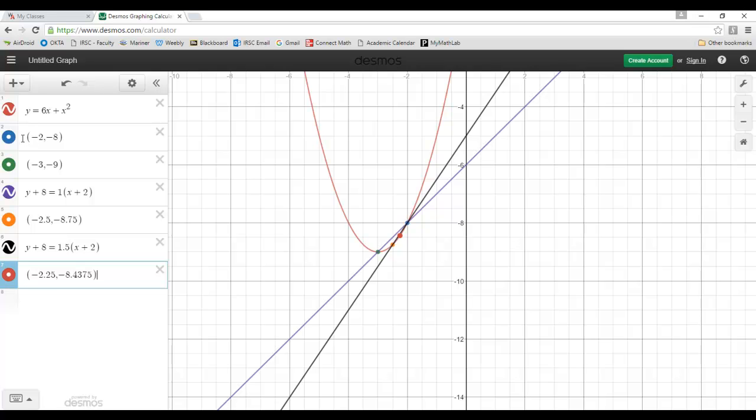Again, it's decimals, but you can use the slope formula, no big deal. It turns out that slope is 1.75, which means we can write the equation of the secant line as y plus 8 equals slope, which is 1.75, times x minus x1, which is x minus -2, which is x plus 2. So now we have this navy bluish line. That's even a better approximation of the tangent line of the curve at -2, -8.